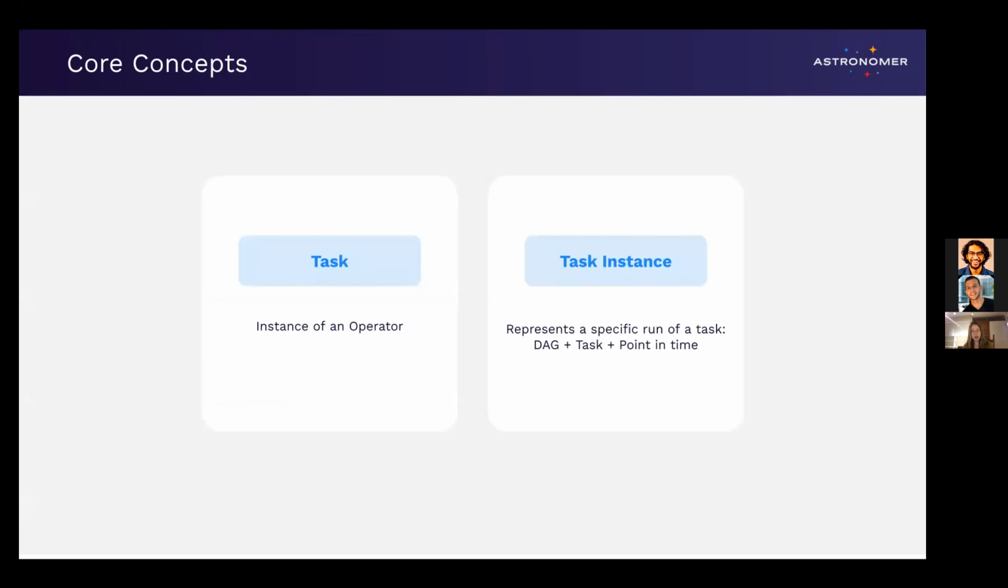Again, one level down. So operators are the building blocks. They're a wrapper around each task. You can think of your task as the instance of an operator. And then you have your task instance, which represents a specific run of a task. So for a DAG and a task within that DAG for a point in time. That'll make a little more sense when I show it visually in the UI, but just know that task instance is something you will hear a lot. You might also hear it referred to as TI, especially in code. So that's what that's talking about.